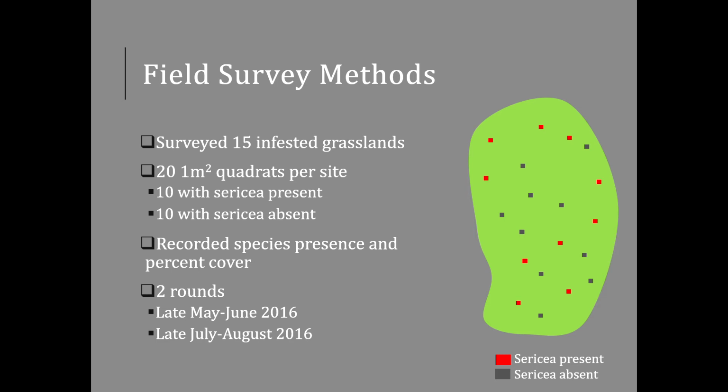So I didn't choose sites that were just a monoculture of the species. That wasn't what I was looking for. I was looking for sites that had Sericea invasion in parts of it, but also not in other parts. And that allowed me to set up plots so that I could compare what species were growing where Sericea was present and what species were growing where Sericea was not present. So I set up that design, and then I did 2 survey rounds in the summer of 2016, and each time recorded what species were present and gave an estimate of their percent cover.